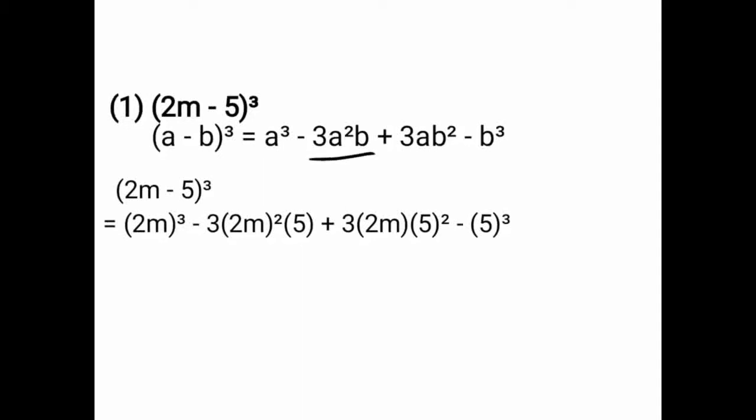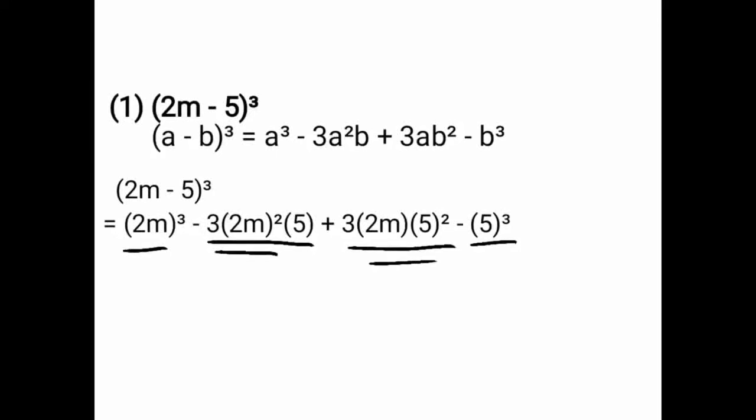Remember, 3a square b and 3ab square you have to write in product form or multiplication form. The square which is there here, you have to write 2 times the multiplication form of 2m. Here 5 square is there, you have to write 2 times the number 5. First you have to solve the a cube part and the b cube part, and then the middle part which is there here you have to write in multiplication form.